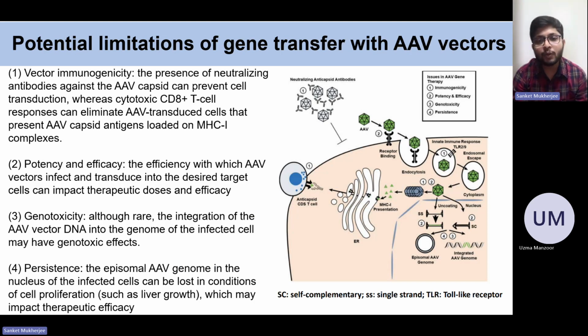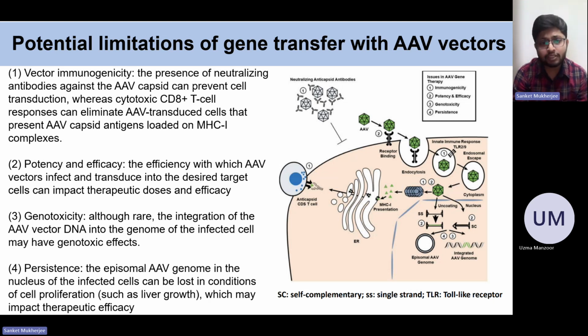The first one is viral immunogenicity. There could be neutralizing antibodies against the virus. It is recognized by the immune system of the host, and when there is subsequent introduction of the same viral vector, then there is immunity that causes degradation of the virus and it doesn't function. So potency and efficacy is an issue, and that's an issue with major gene therapy applications.